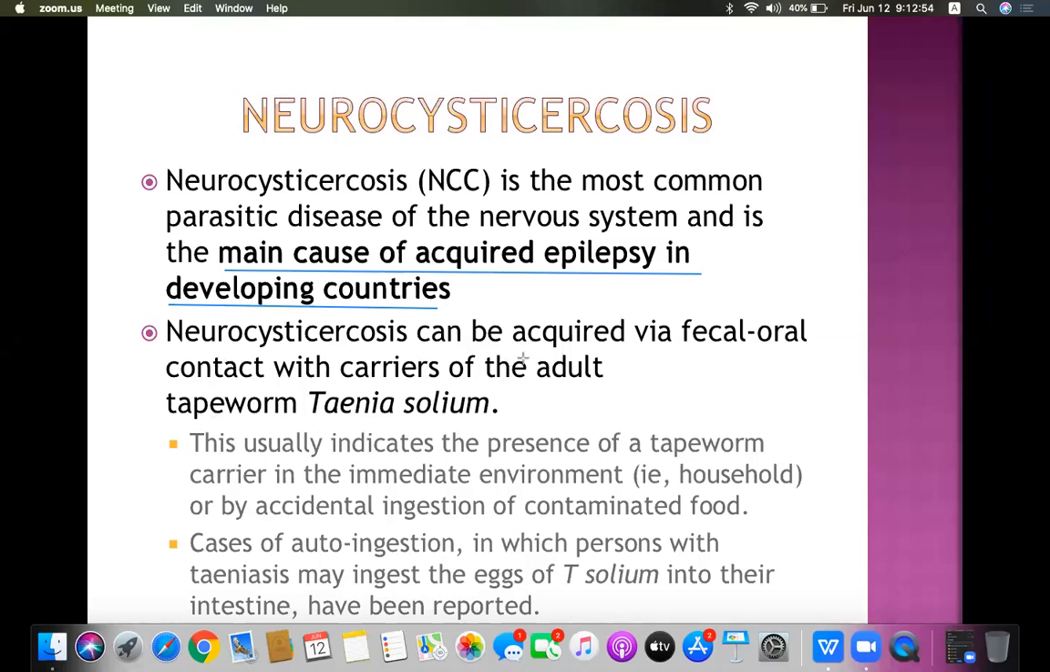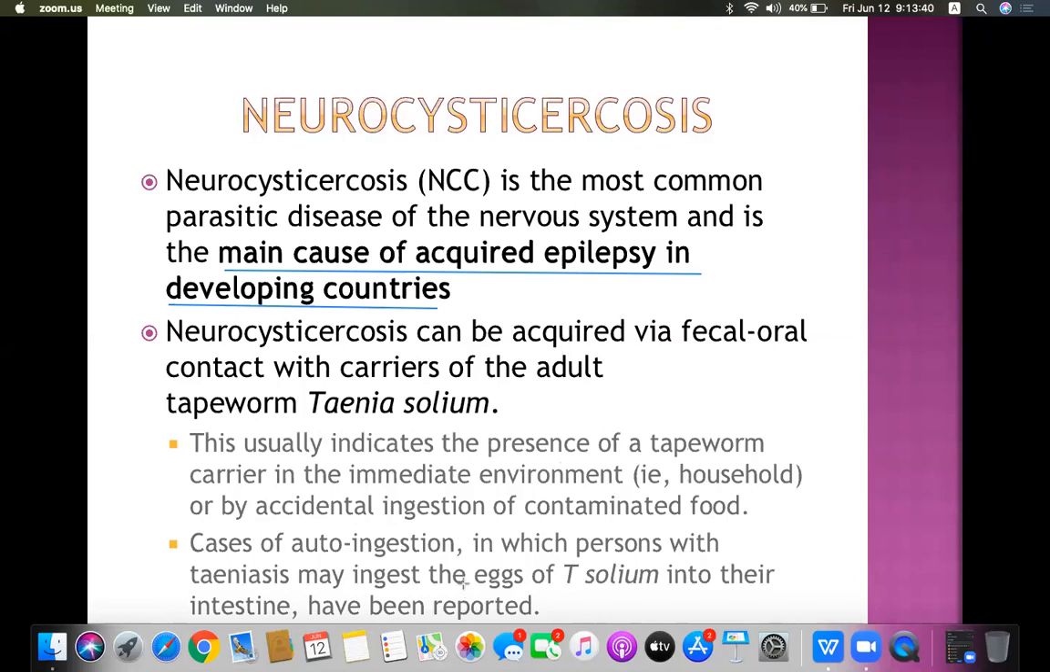Another point: neurocysticercosis can be acquired via fecal-oral contact with carriers of the adult tapeworm Taenia solium. By now, I'm sure every student has understood how neurocysticercosis occurs. We have to consume the egg, then only it can happen. This indicates the presence of a tapeworm carrier in the immediate environment, that is, inside the household, or accidental ingestion of contaminated food. That's what I'm explaining. If we get neurocysticercosis, we get it this way. This is the mechanism.